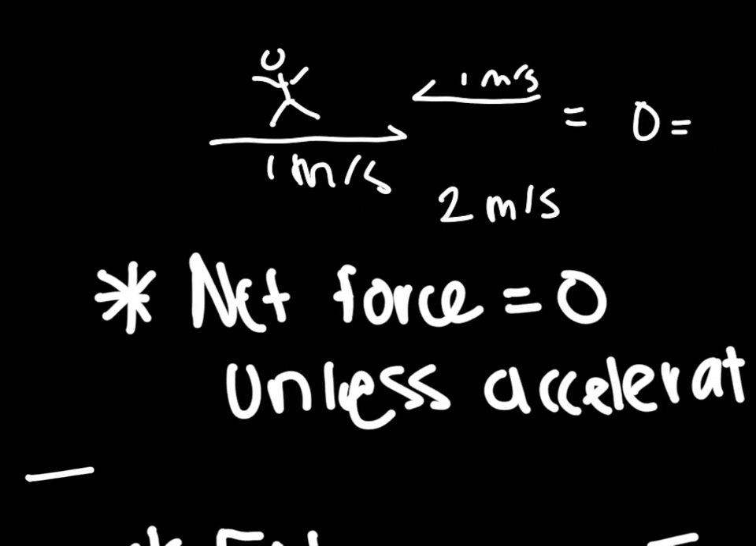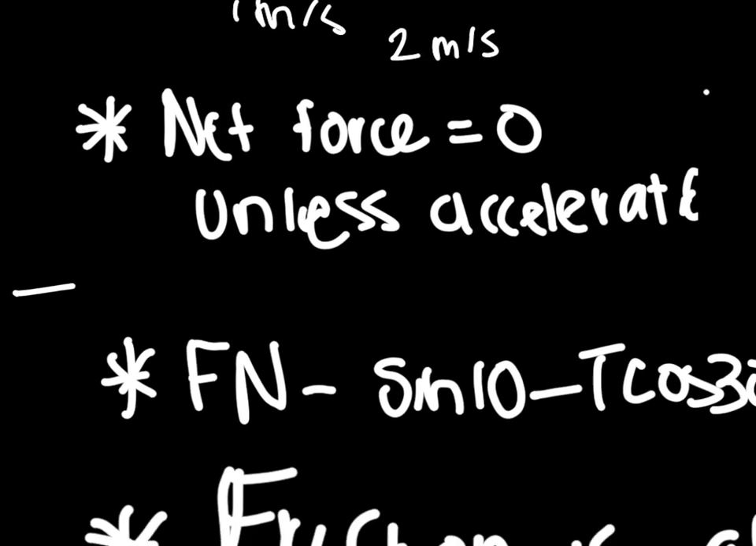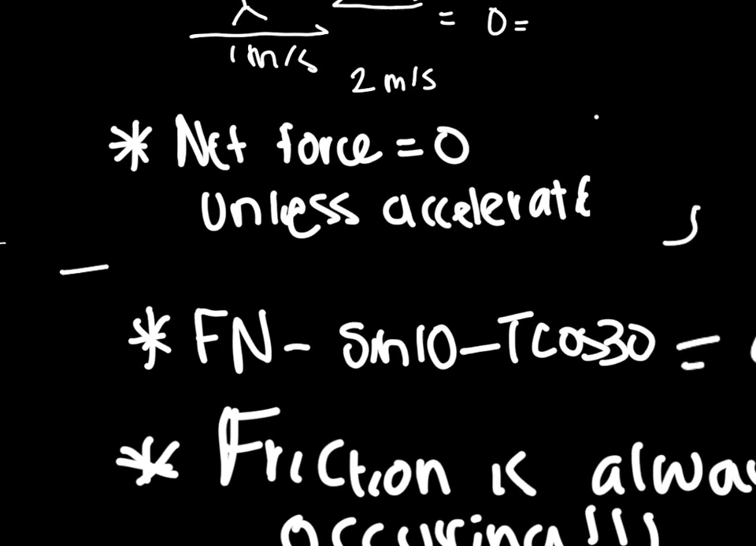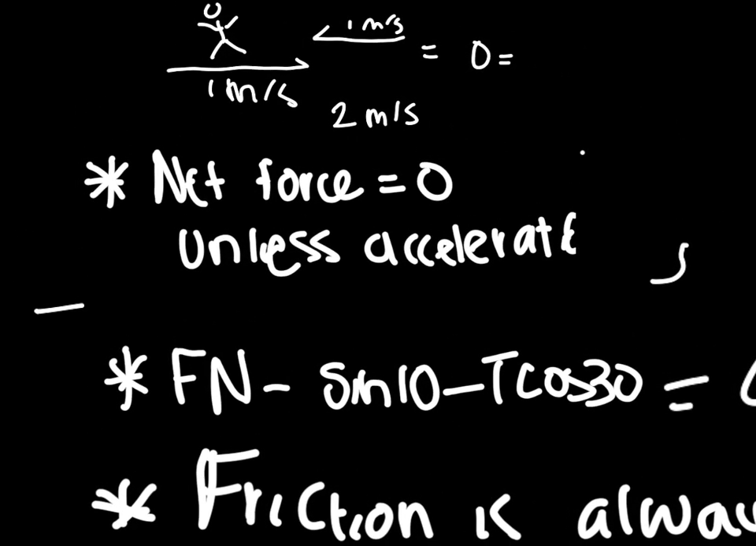So now that we've established that rule, let's go to a second thing. The equation for this whole problem is friction force minus the sine of 10 minus T cosine of 30 equals 0.4 mass times gravity. Now you might be asking yourself, what did he just say? And I completely get that, because that was me. But I'm going to explain this.